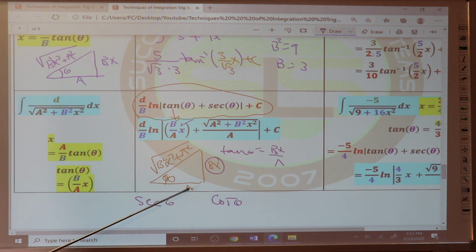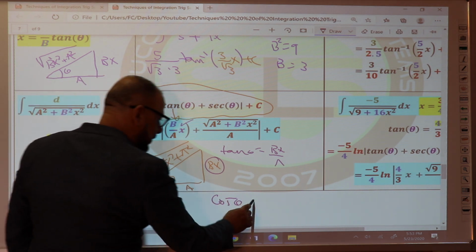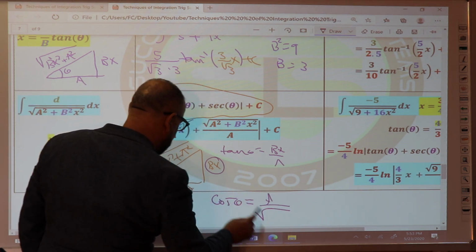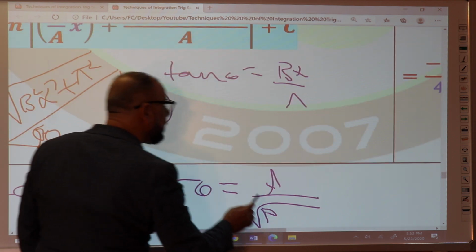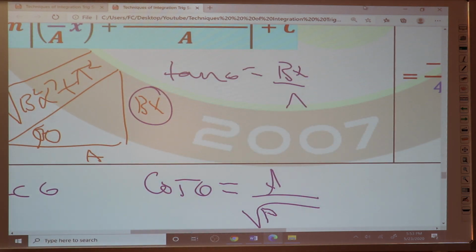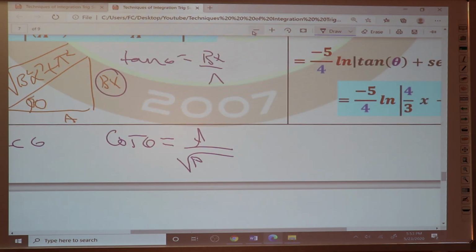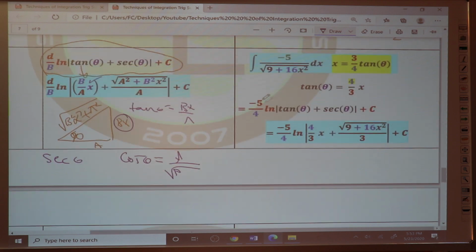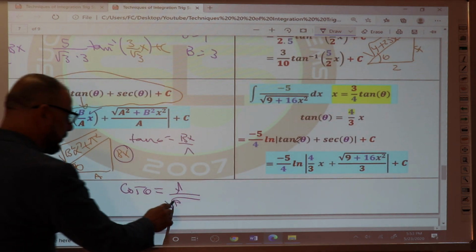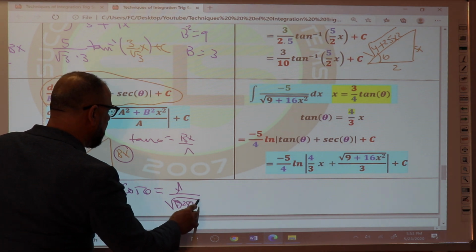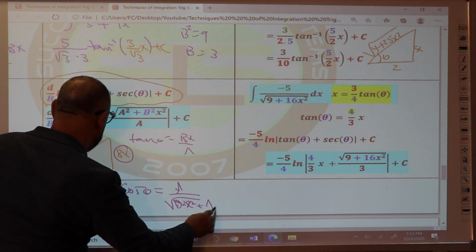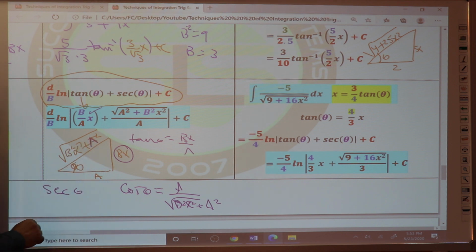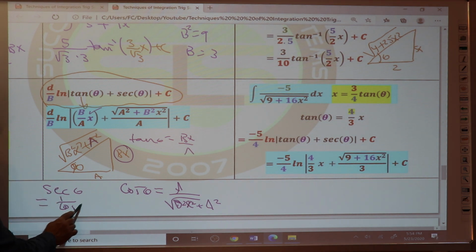Find cosine theta. Cosine theta equals adjacent over the hypotenuse: a over the square root of b squared x squared plus a squared, which is what we have here. Now you flip it, because secant is 1 over what? Secant is 1 over cosine theta.